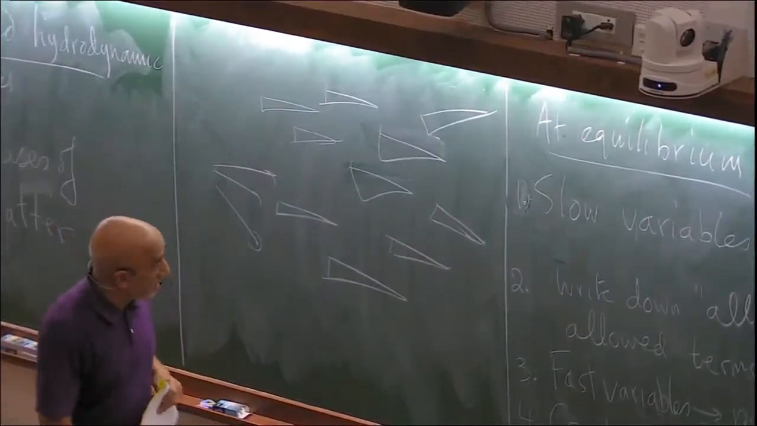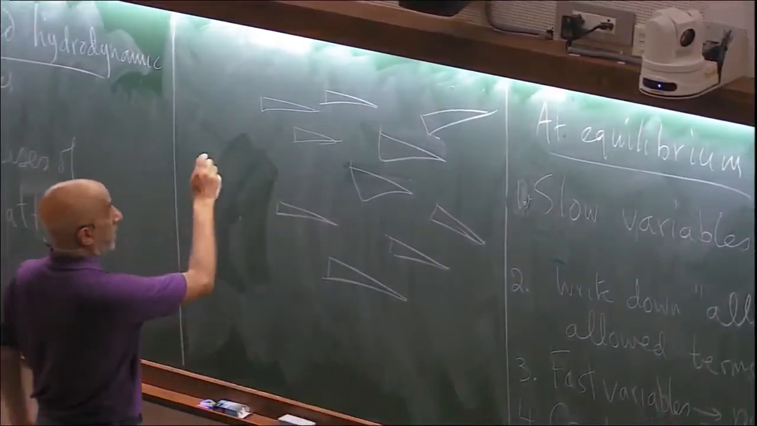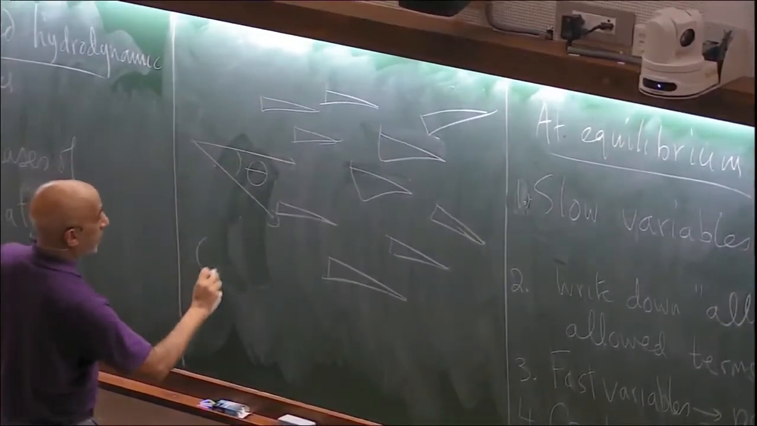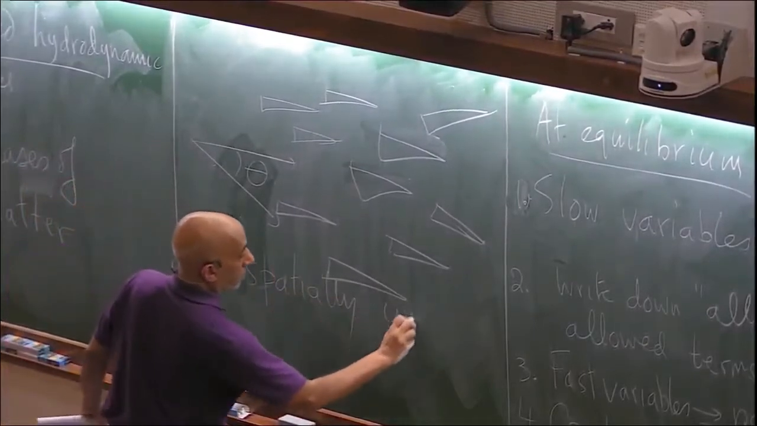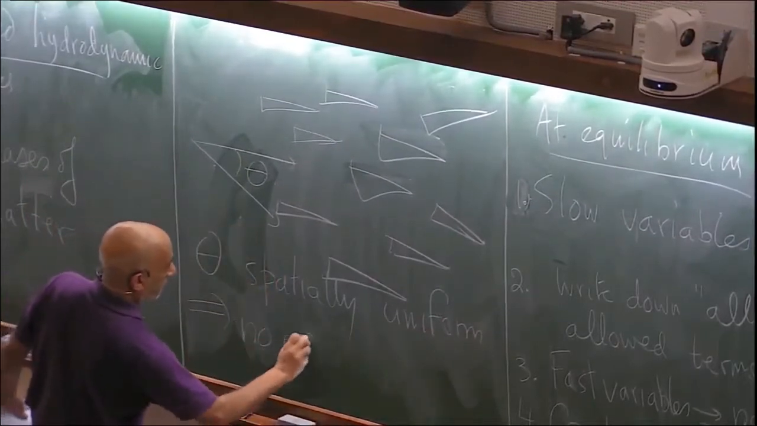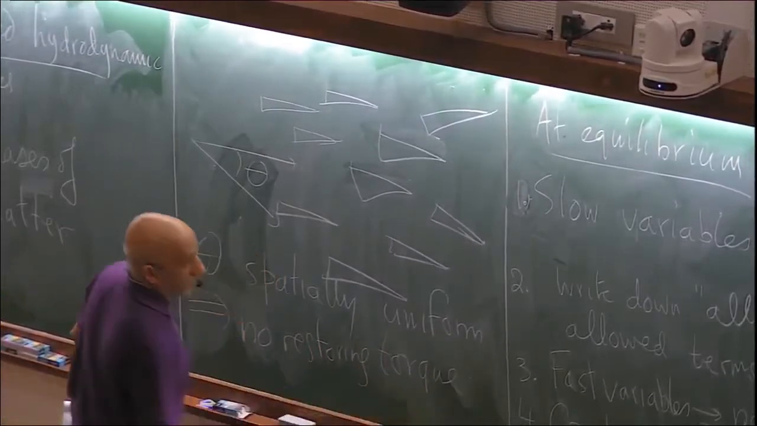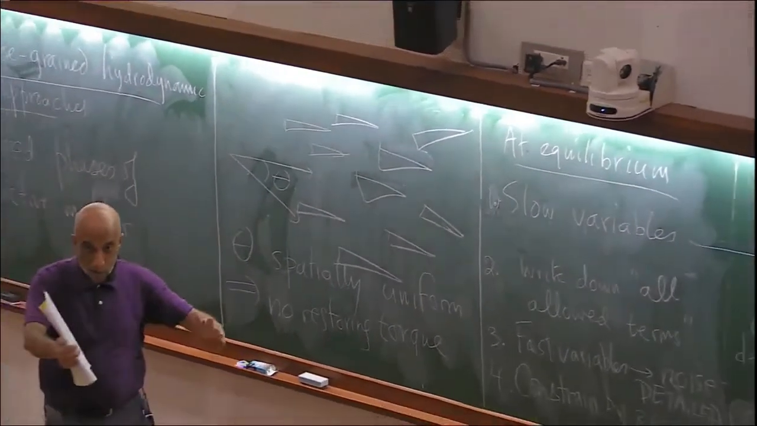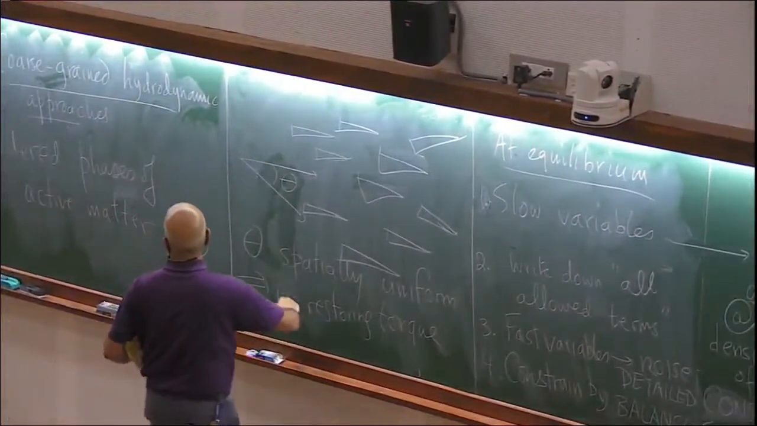You can globally rotate everything, and the system absolutely doesn't know it's been rotated. And what that means is that in this case, if I describe the reference state by something pointing this way, and supposing I perturb everybody, I turn everybody through an angle theta. If theta is spatially uniform, then there's no restoring torque. So a global change in the orientation suffers no restoring torque, and that means its relaxation time, again, is infinity.